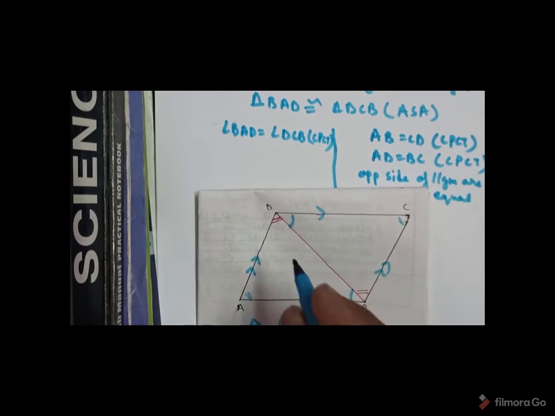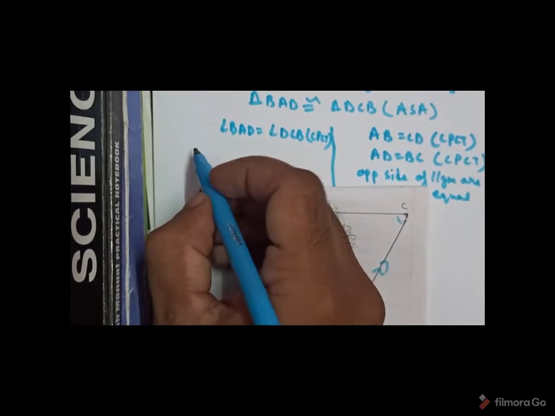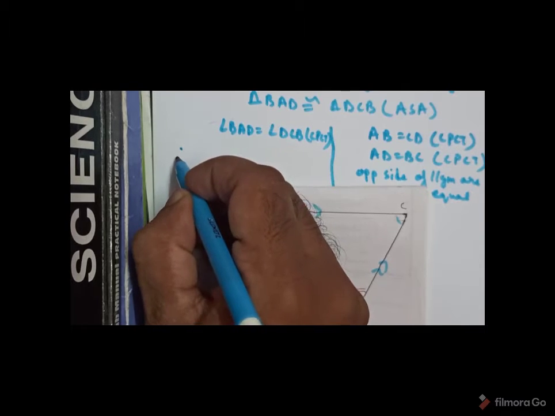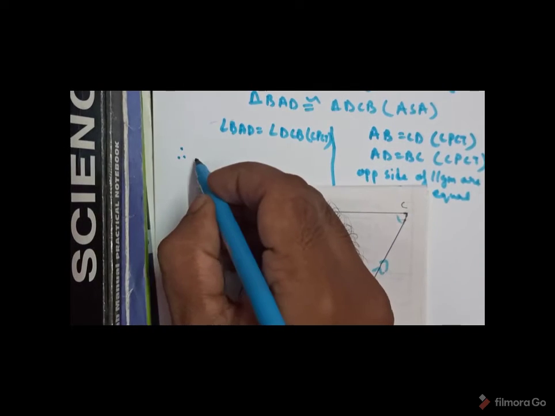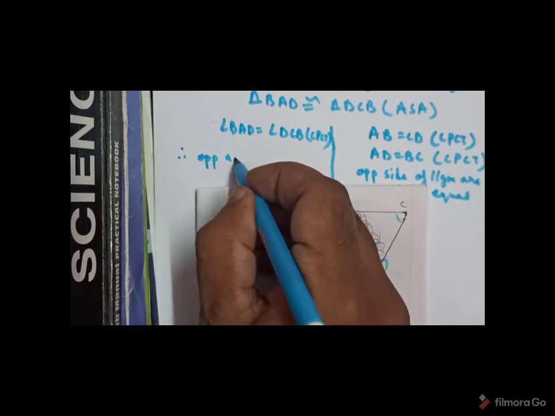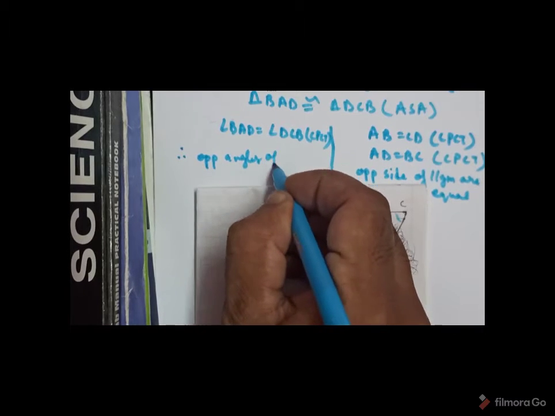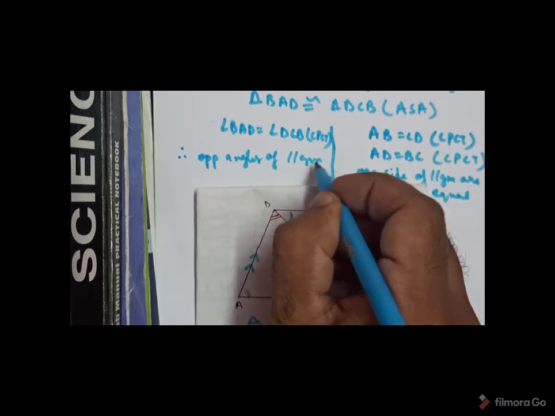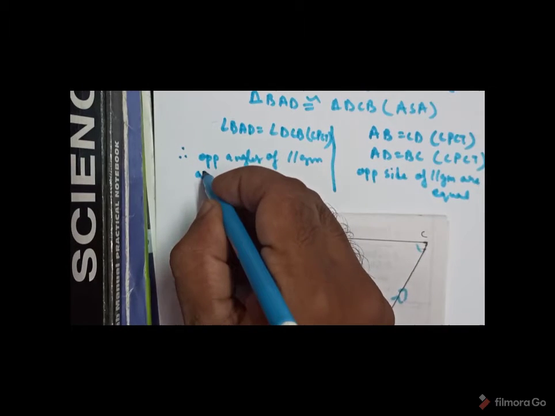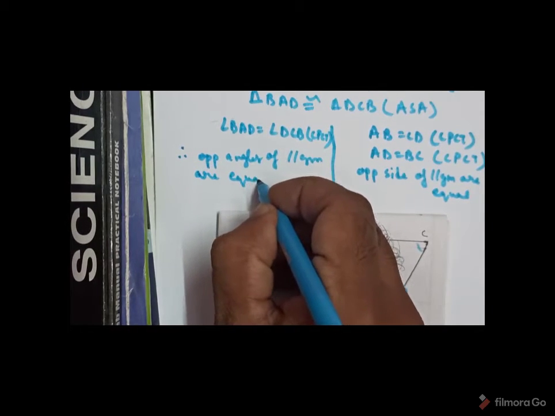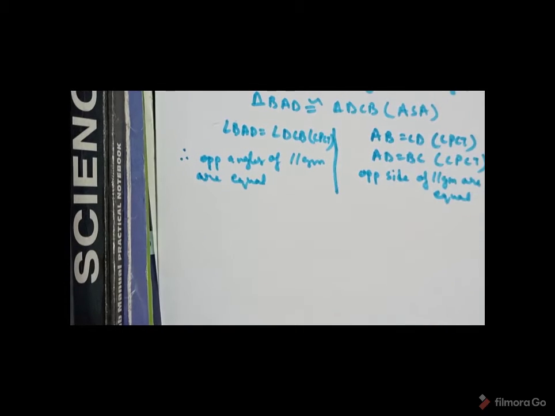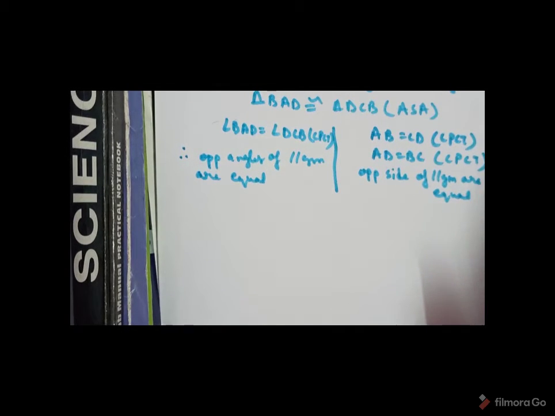So we can say thus opposite angles of a parallelogram are equal. Okay, so if it is asked in the question that we have to prove that the diagonals of a parallelogram divide it into two congruent triangles, you can prove it in a similar manner.